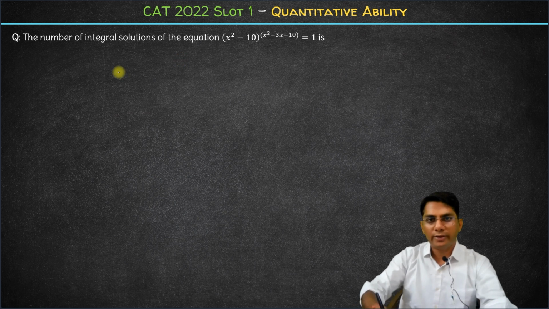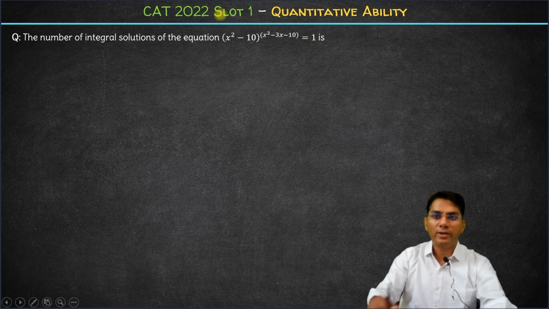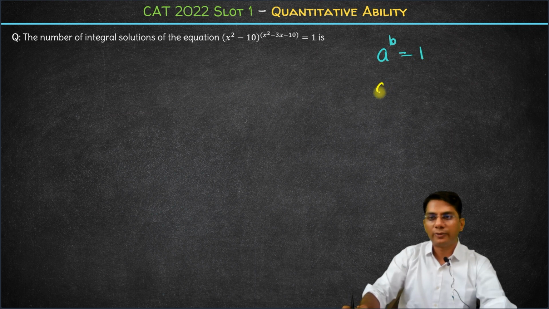Hi. So here we have to figure out the number of integral solutions of this equation. And this equation is basically a base to some power is equal to 1. Now when you have a number of this form a to the power b is equal to 1, this is possible when there are three cases.